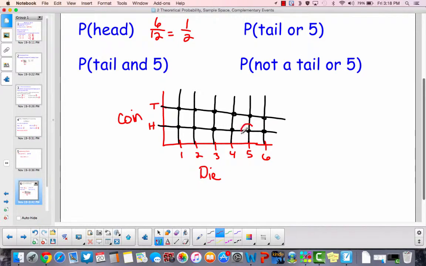What is the probability that we roll a tail and a 5? Well, there is only one option. Whoops, not that one. There is only one option that is a tail and a 5. So what is the probability that we do that? That's a 1 in 12 chance.